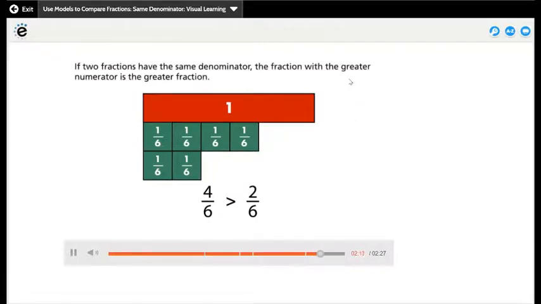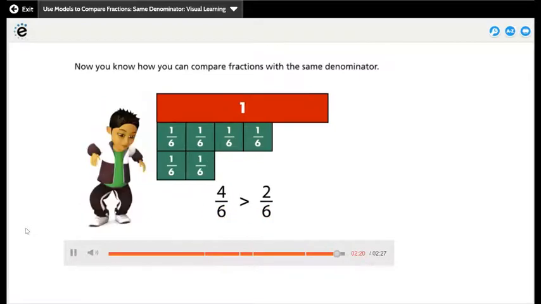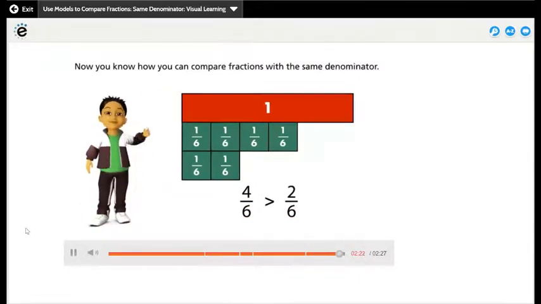If two fractions have the same denominator, the fraction with the greater numerator is the greater fraction. So here, if I have the same denominator, the fraction with the bigger numerator would be bigger. Now you know how you can compare fractions with the same denominator.